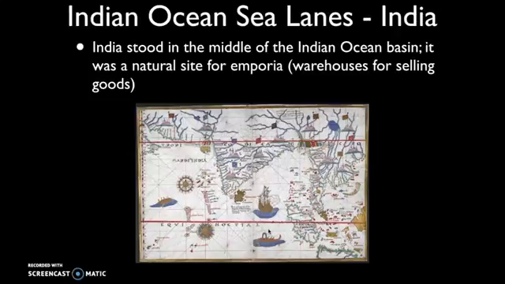So another major continuity in Indian Ocean trade is the role that India played, right? It was the center of Indian Ocean trade, and therefore it was a natural site for these emporia, these warehouses for selling goods. These large trade cities sprang up along the coast of India, and they became melting pots of merchants from various regions with these many different diasporic communities. And so India's central role in this Indian Ocean trade network is one of the things that really is a continuity throughout the entire duration of the Indian Ocean sea trade.